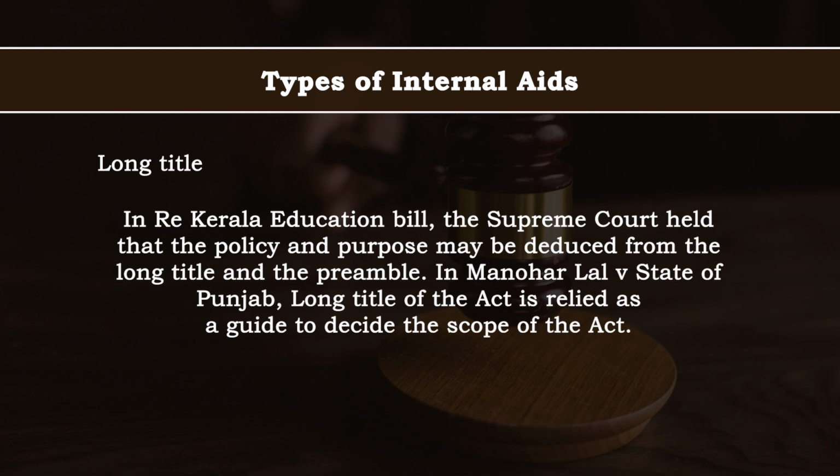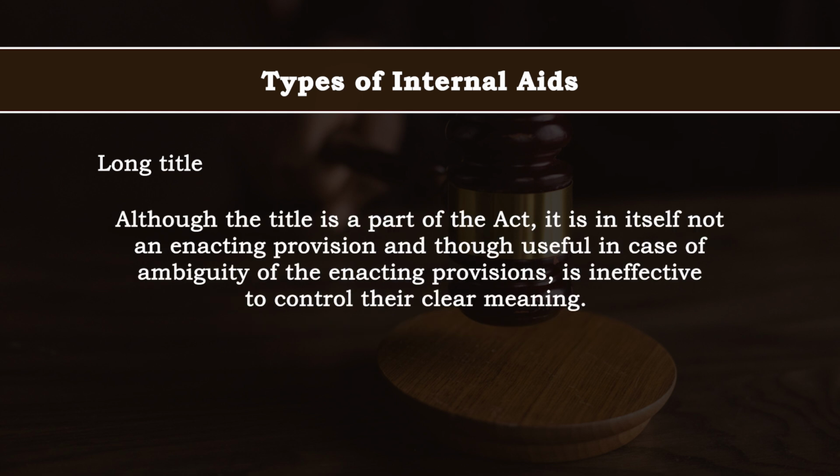In a very landmark case, that is Reference Kerala Education Bill, the Supreme Court held that the policy and purpose may be deduced from the long title and the preamble. In the case of Manohar Lal versus State of Punjab, the long title of the Act was relied upon as a guide to decide the scope of the Act. Although the title is a part of the Act, it is in itself not an enacting provision, and though useful in a case of ambiguity of the enacting provisions, it is ineffective to control their clear meaning.